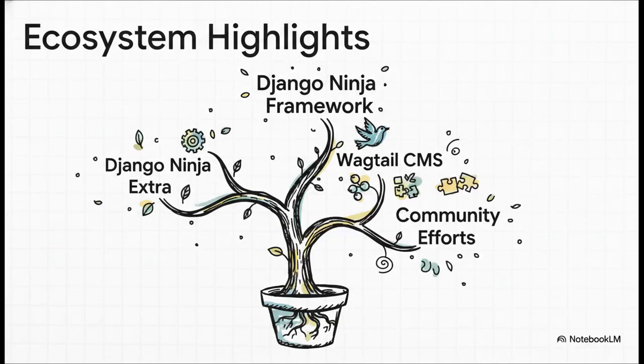And the ecosystem around it is just exploding. You've got projects like Django Ninja Extra that add serious enterprise-level features. The super popular Wagtail CMS now has official guides for integrating with Ninja. Plus, there are tons of other community projects popping up all the time. This is what a healthy, thriving platform looks like.